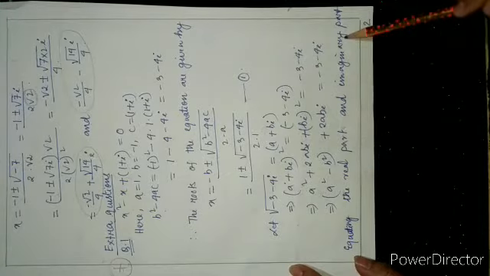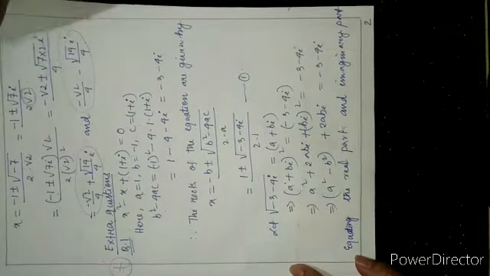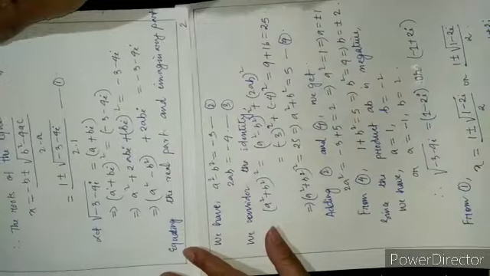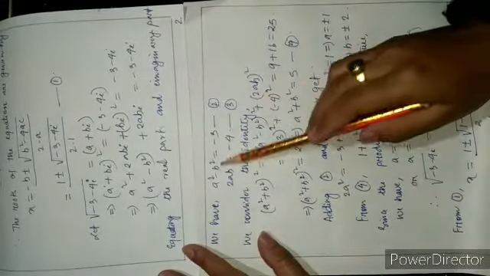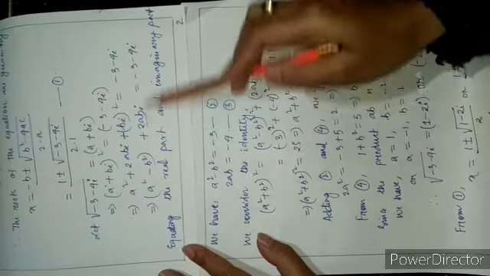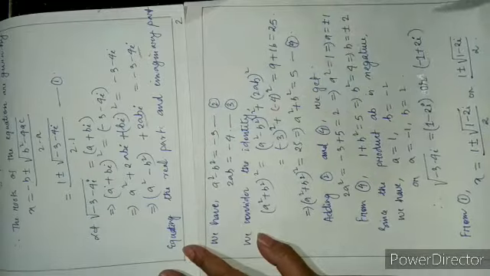Equating real and imaginary parts. Equating real parts and imaginary parts we have a square minus b square is equal to minus 3, and 2 times ab, the imaginary part, is equal to minus 4. So this is equation number 2 and equation number 3.